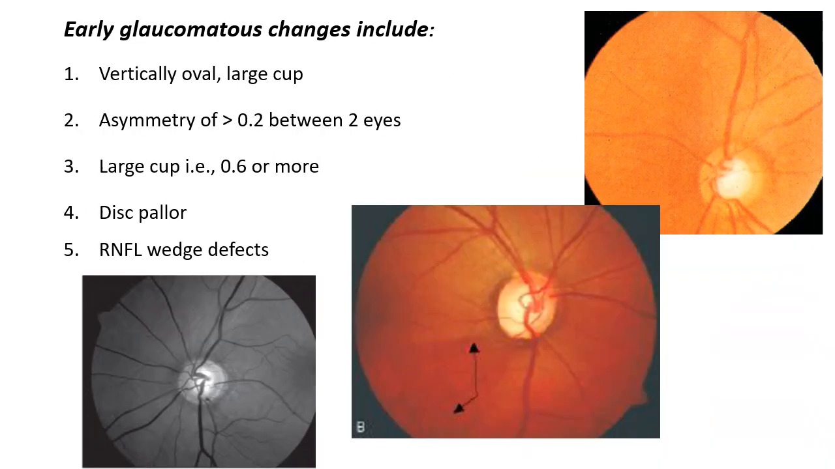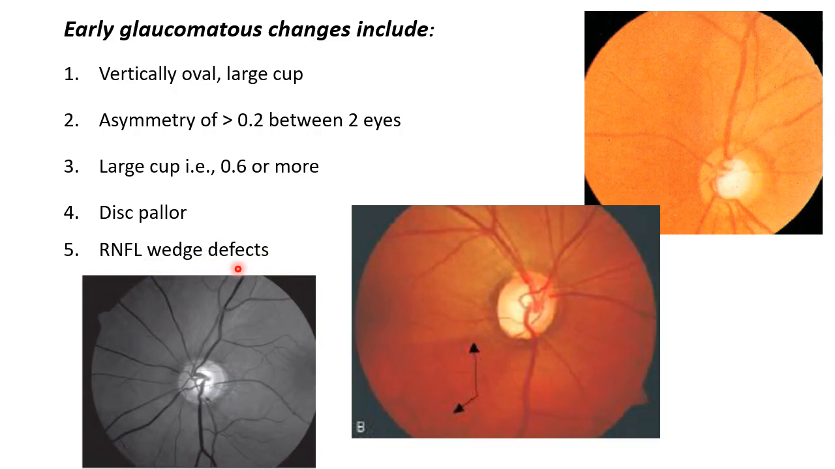Early glaucomatous changes in the optic nerve head include a vertically oval large cup, as you can see in this image, asymmetry of 0.2 between the two eyes, and a large cup that is 0.6 or more, but this could also be physiological. Then disc pallor. You see, this is the pallor of the cup. It is this pallor that increases in size and it looks like disc pallor.